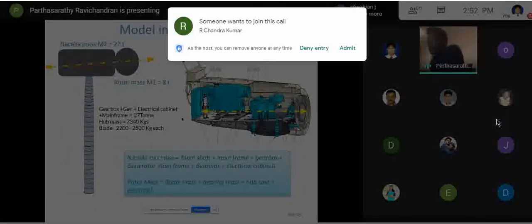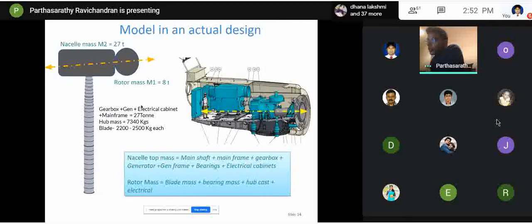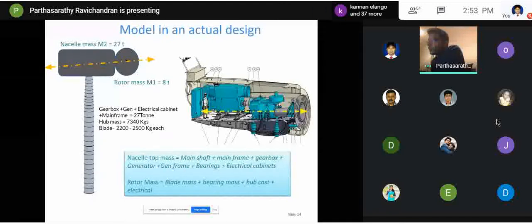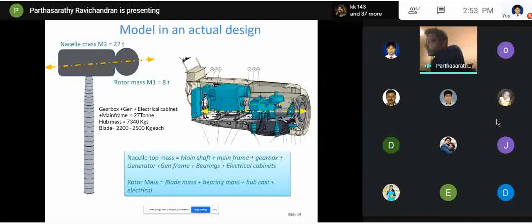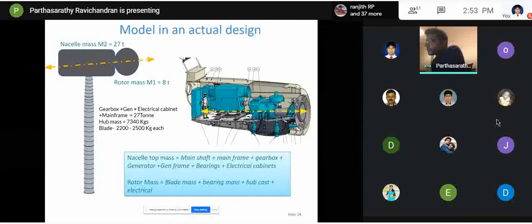So the actual mass, from the blade point of view, each blade was about 2200 to 2500 kg. So when you multiply by 3, along with the hub, the center cast metal that was standing at 7 tons, the whole component, generator, gearbox, as well as the main shaft and the frames, all electric cabinets all put together, was weighing about 27 tons on the top. 27 tons is 27,000 kgs.